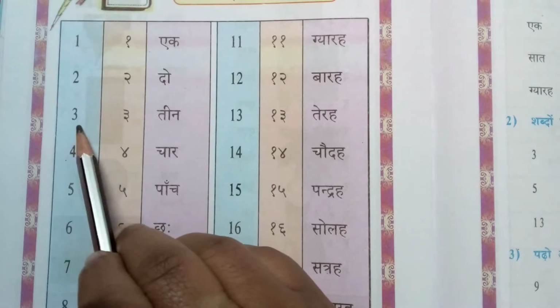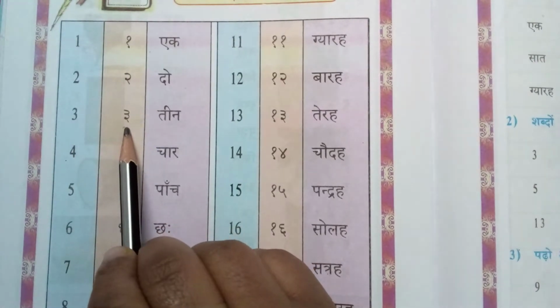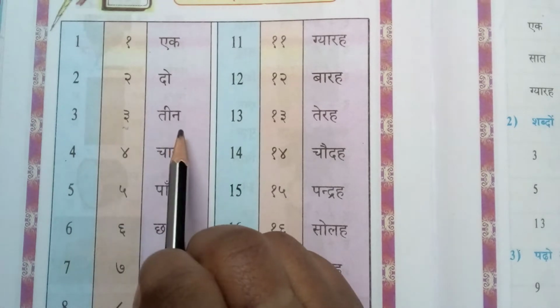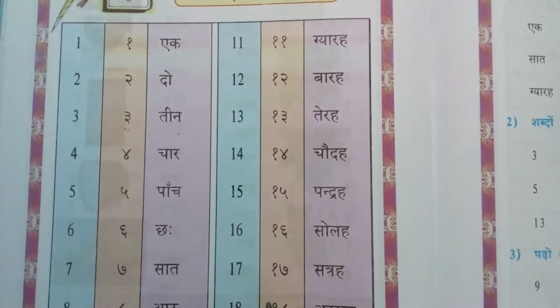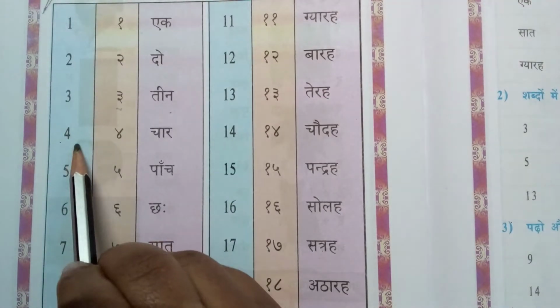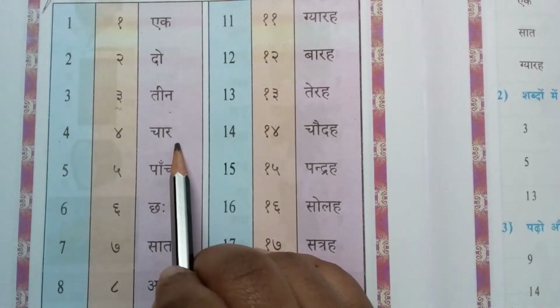Next, number 3. In Hindi we will write the number 3 like this. For number 3 in Hindi we'll say तीन. 4. In Hindi we will write the number 4 like this, and in Hindi we'll say it चार.